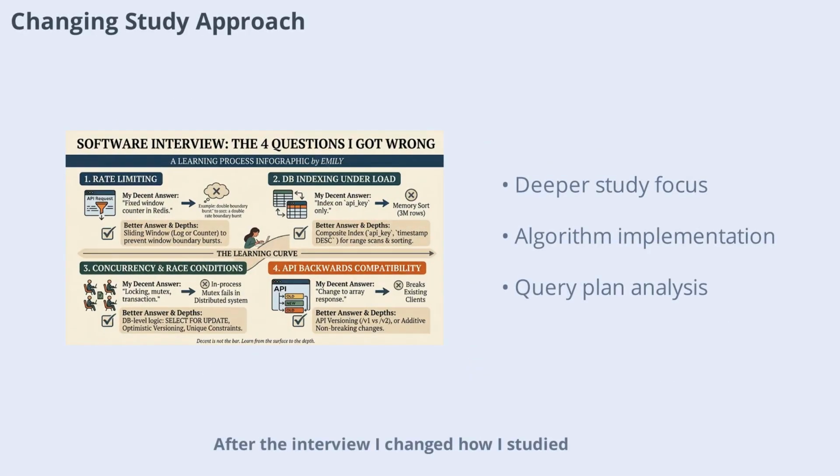After the interview, I changed how I studied. Instead of covering more topics broadly, I picked the topics I had already seen in interviews and went one level deeper on each. For rate limiting, I implemented 3 different algorithms: fixed window, sliding window log, and token bucket, and learned the trade-offs between them.